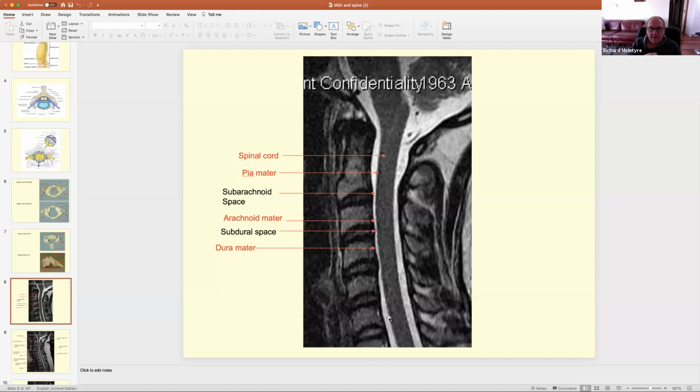Spinal cord, as I just mentioned, we've got the pia mater, which covers the spinal cord. We've got the subarachnoid space. You can see it is bright there because it's a T2, and we're looking at CSF in the subarachnoid space. Then we've got the arachnoid mater, which is just outside the subarachnoid space. Very difficult to pinpoint exactly where these are on this image. Subdural space, and of course the dura mater. Okay, and then we've got the extradural space around there as well.